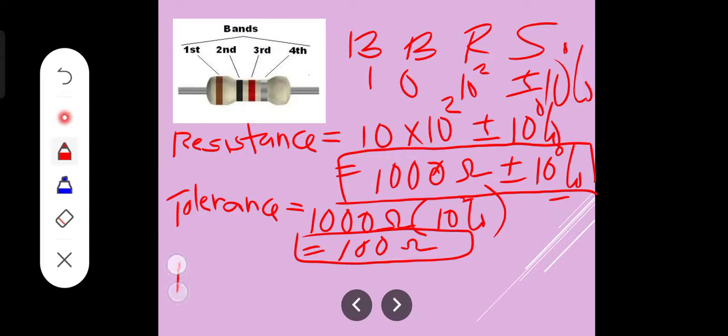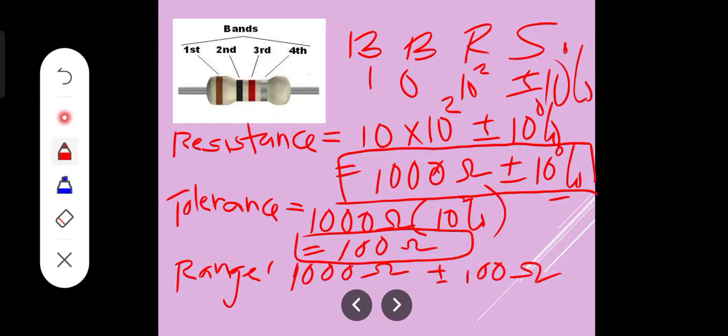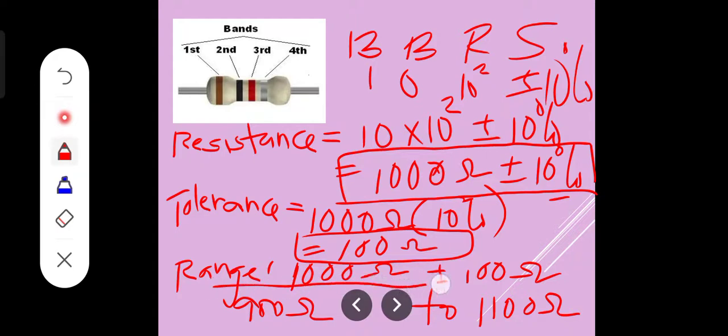Then last step is to determine the range. For the range, you need the resistance value and the value of tolerance. The range will be, we have 1,000 ohms plus minus 100 ohms. So first is subtract 1,000 and 100. So 1,000 minus 100 will be equal to 900 ohms. Then 1,000 plus 100 will be 1,100 ohms. So the range will be 900 ohms to 1,100 ohms. What does this range indicate?